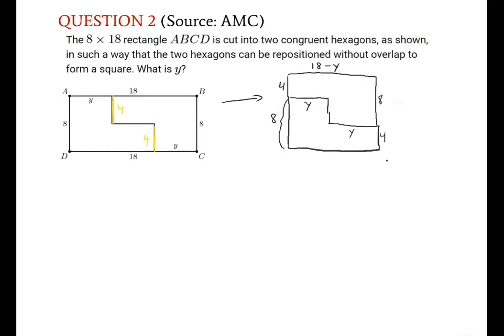So from that, we can just see that the area of this square is 12 times 12, which is 144, and we actually didn't have to do that. And since it's a square, then we know that this side, 18 minus y, is equal to 12, and so we can solve for y, and you'll get an answer of 6.